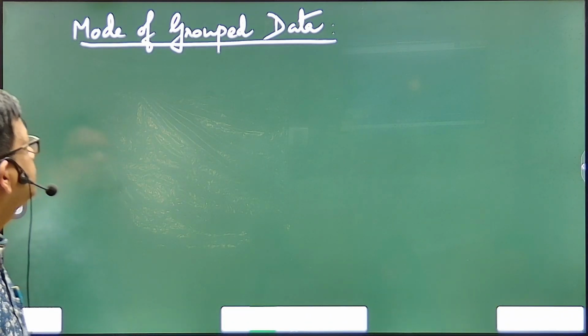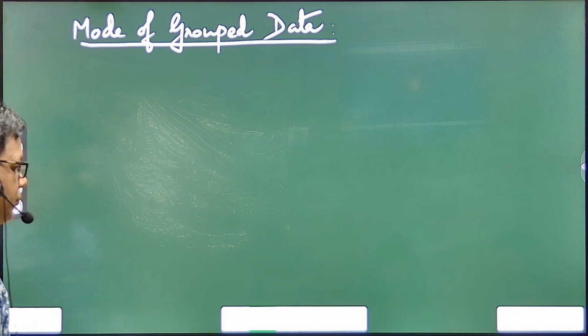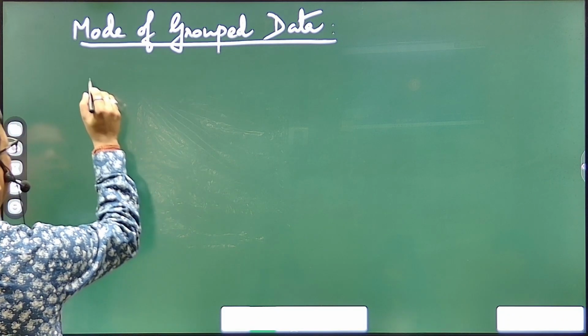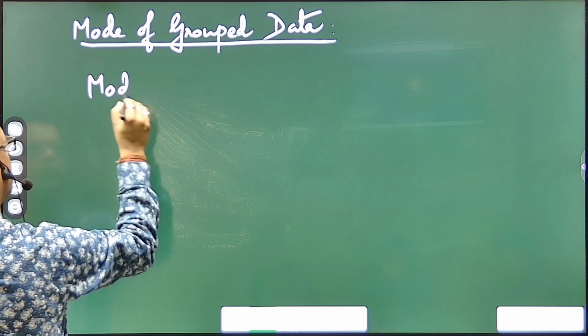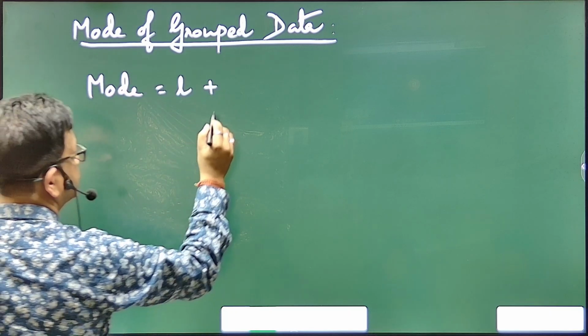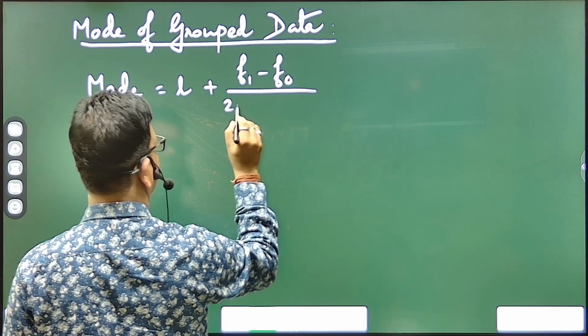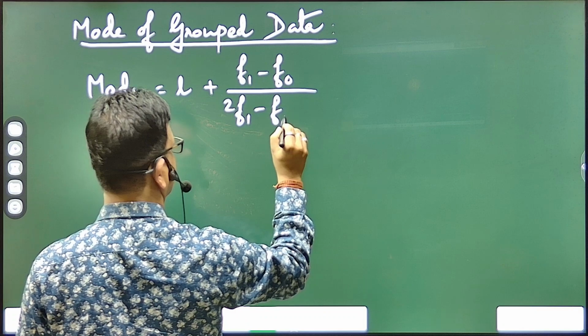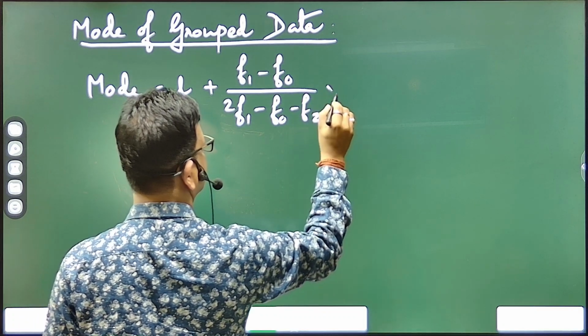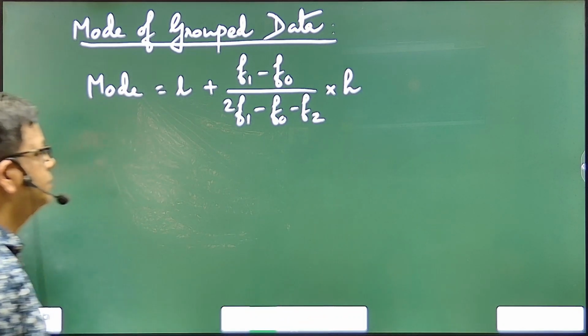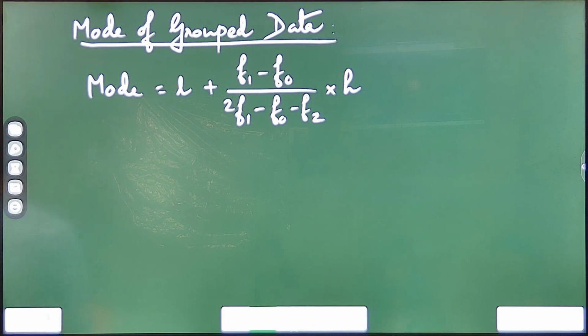To start the mode of group data, write the formula: mode is equal to L plus (F1 minus F0) divided by (2F1 minus F0 minus F2), to be multiplied by H. This is the formula for finding mode. It is there in your textbook, page number 294.